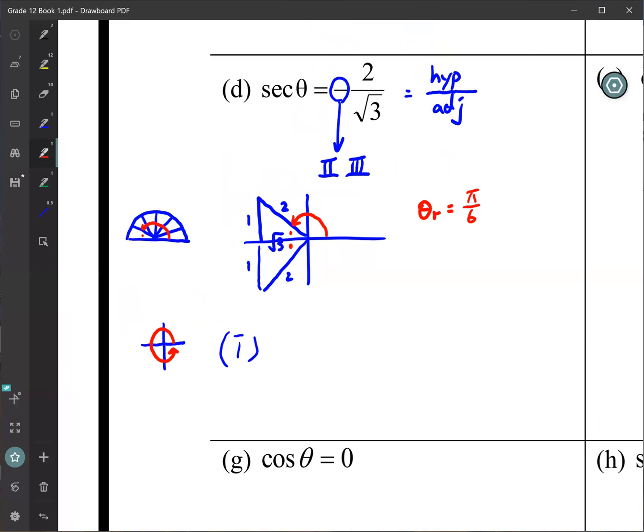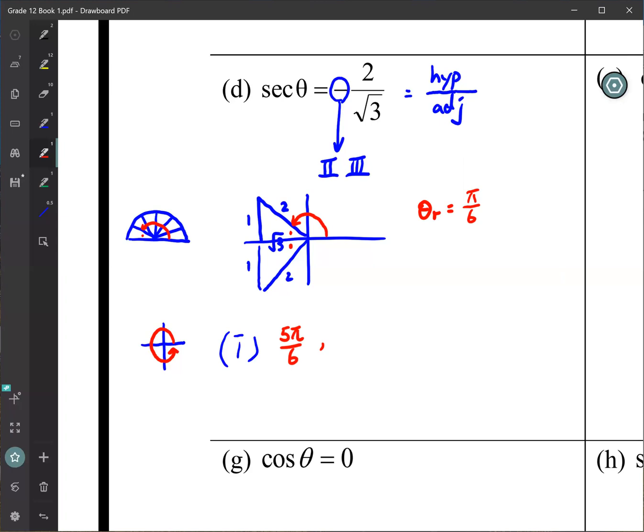So the total will be 5 pi over 6. Okay, so that way you don't find degrees and then change to radians. That's an extra step. So always just count the slices, that will be faster. Okay, so that's the first angle.